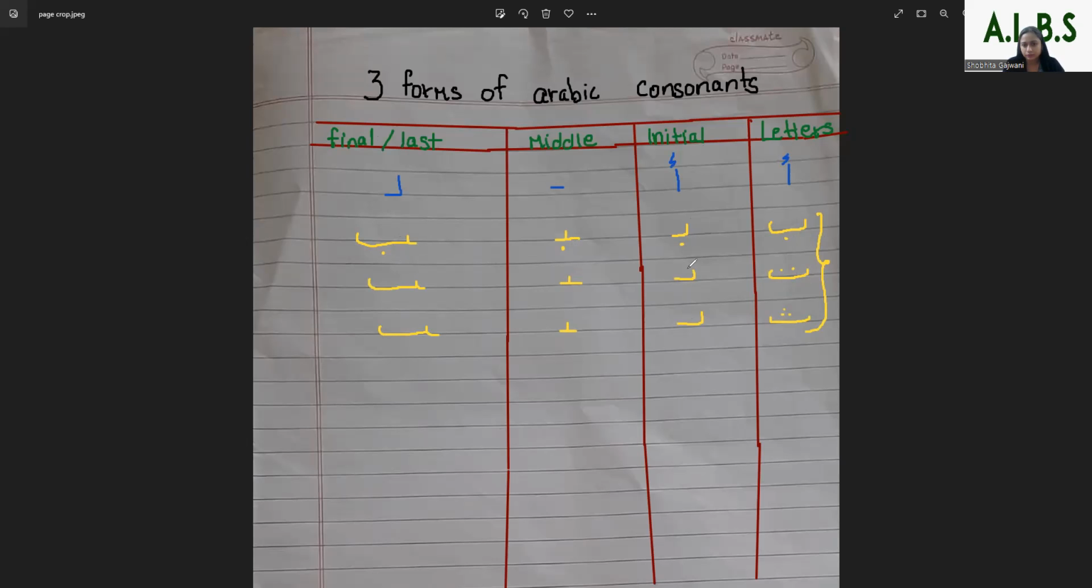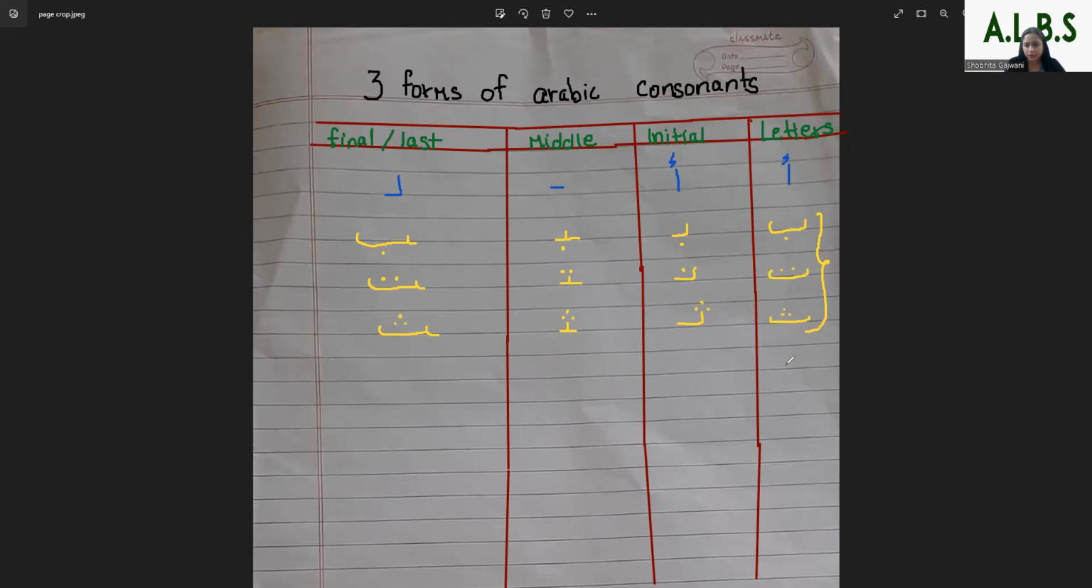Now the next is Ta. Here the dots are on top of the structure, above the structure. So I am placing dots above the structure. And now Tha has three dots above the structure. So here I am placing three dots above the structure. And the final one, the letter itself. As these three form a family, the structure in initial, middle, and final is the same. But the difference is in their dots.